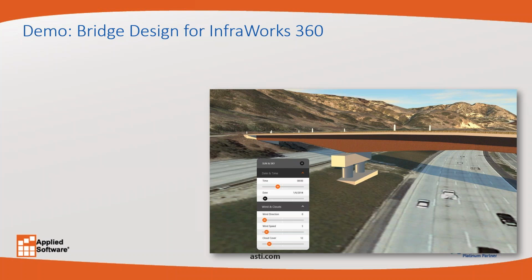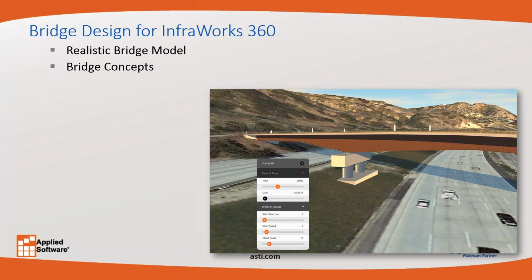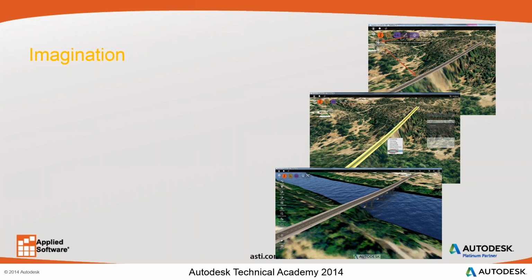The first thing that I want to take a look at within InfraWorks 360 is the idea of concrete and steel girders. We're going to take a look at that functionality, and then we're also going to take a look at what InfraWorks 360 brings to the table in terms of road design and bridge analysis. So from a realistic bridge model to bridge concepts is what I'll be displaying today. And since this is being recorded, you'll be able to review this at any point in time after the fact.